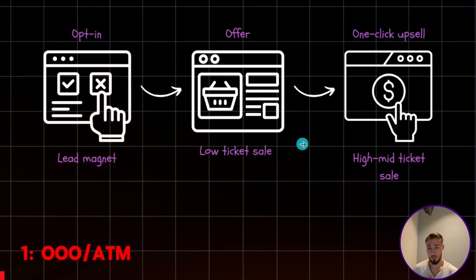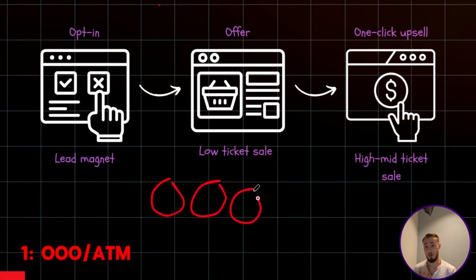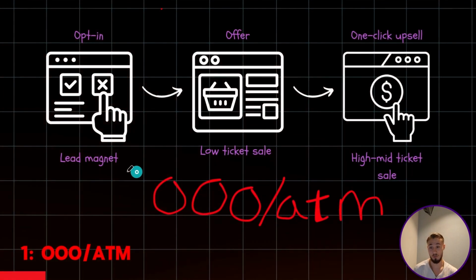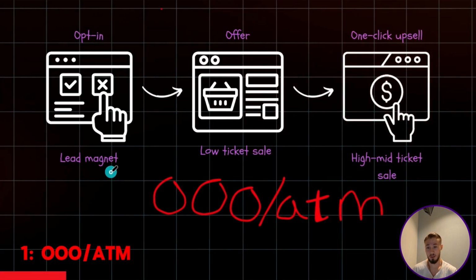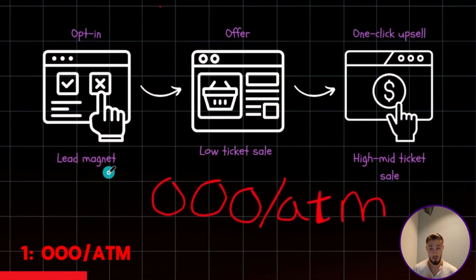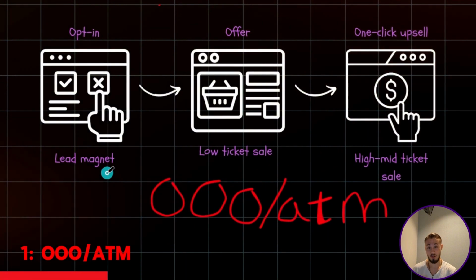I'm going to go over 19 types of funnels. The first one is called an OOO funnel, sometimes called an ATM funnel. OOO stands for opt-in, offer, and then one-click ups. And ATM either stands for Ascending Transaction Model or Attention Trust Monetization.